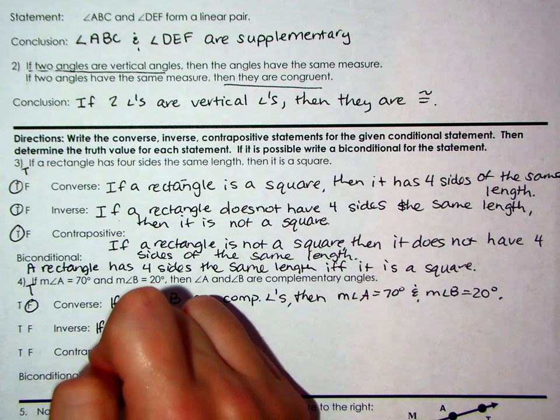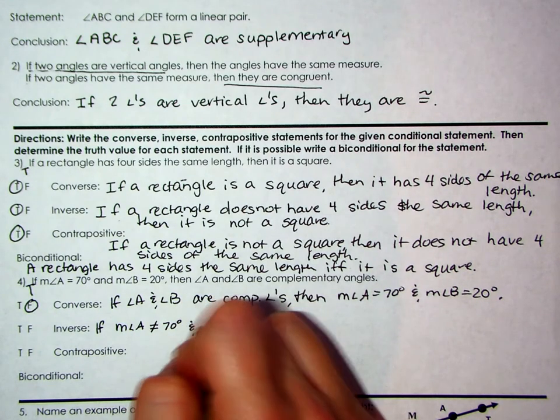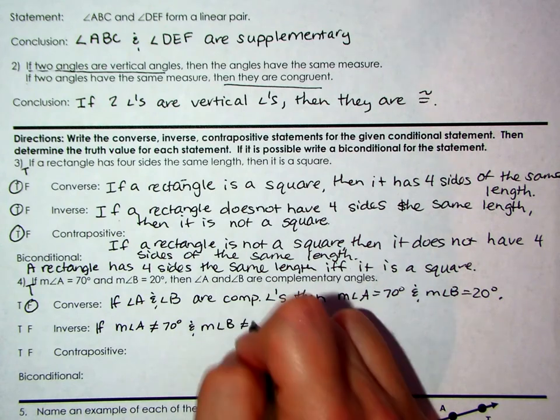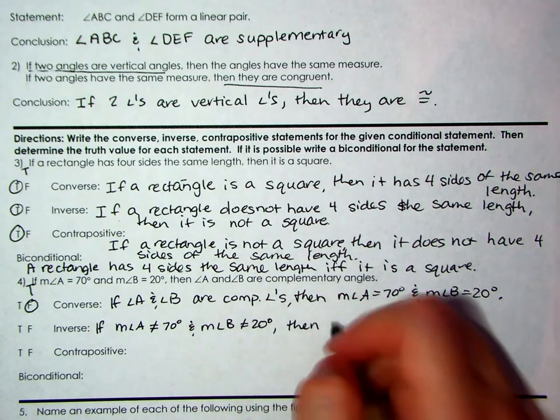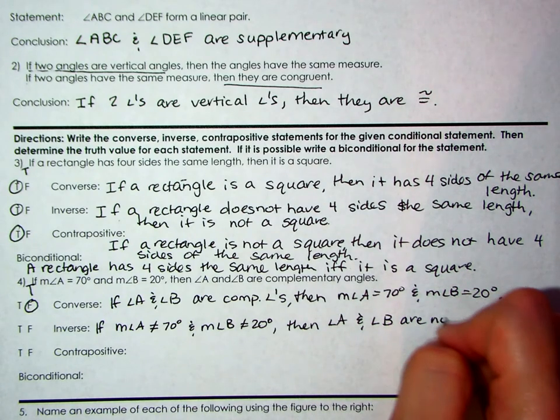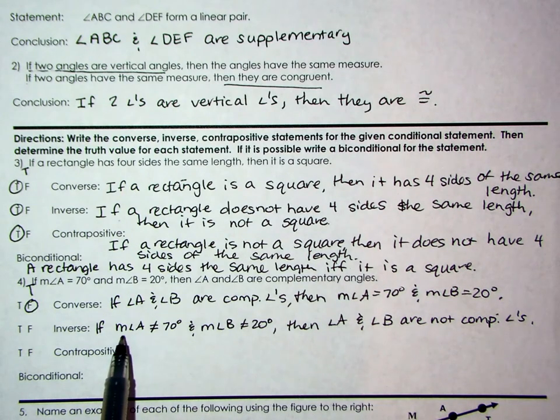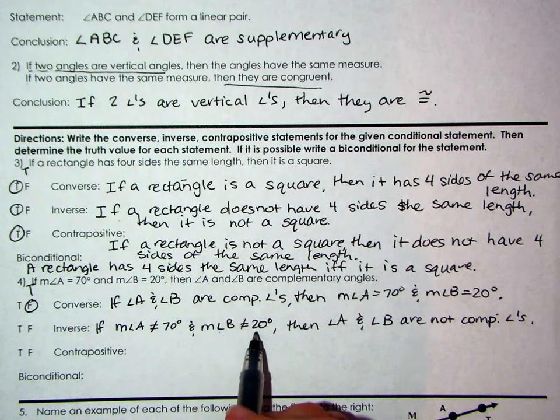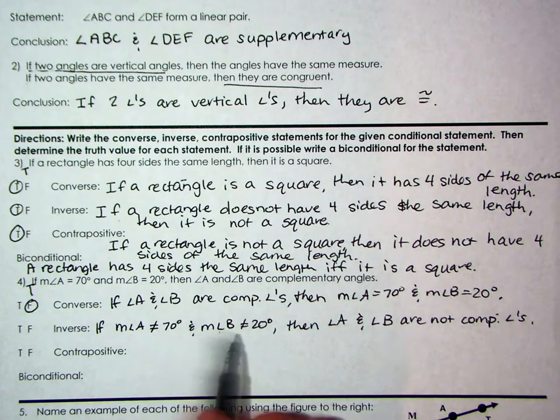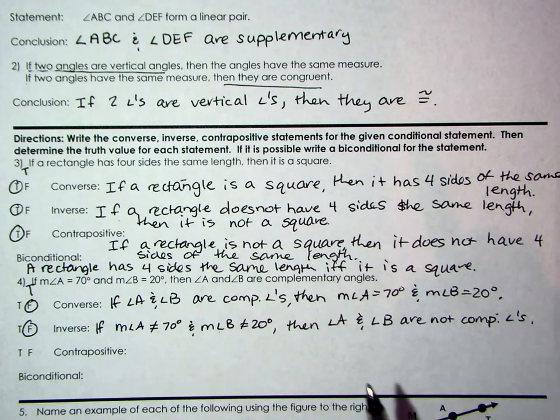So if the measure of angle A is not 70 degrees and the measure of angle B is not 20 degrees, then angle A and angle B are not complementary. Well, let's suppose that the measure of angle A is 60 degrees. That means it's not 70. Let's say it's 60 degrees. And B is 30 degrees. Again, it's not 20, so it's meeting the parameters here of our hypothesis. If this was 60 and this was 30, they would be complementary angles. So this is false, but we can confirm it because the converse and inverse should match in truth value.